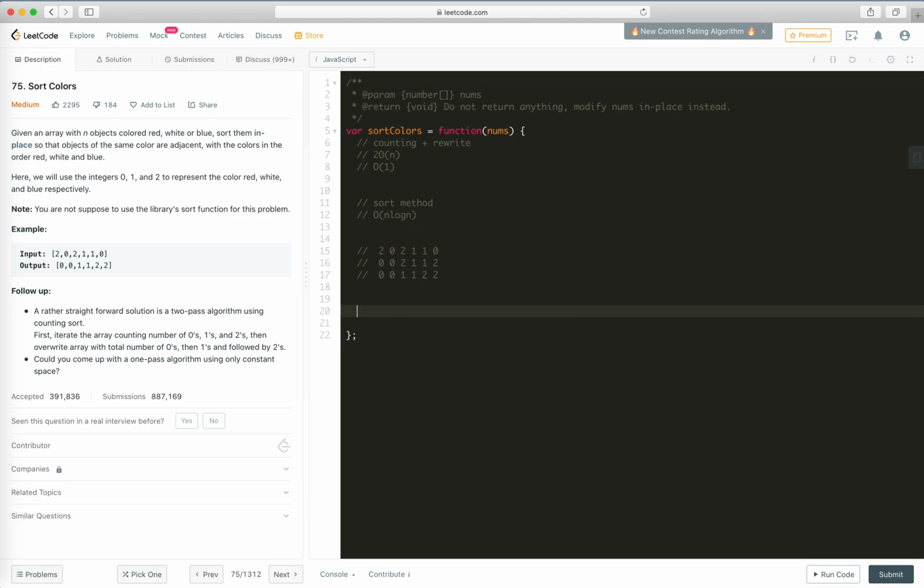Now, let's try to do that. Okay, let i be 0, which means the leftmost number index. Let j equal nums.length, the rightmost index. Let k equal 0. While k is valid, which is within the rightmost index, switch on nums[k].